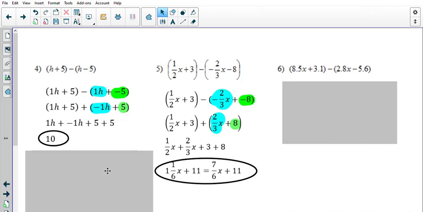Final solution, if you're having trouble plugging anything into your calculator, please see me. I can help you with that. We should get 1 1/6 x plus 11 or 7/6 x plus 11. It looks a little cleaner to write it as an improper fraction, but both are correct.